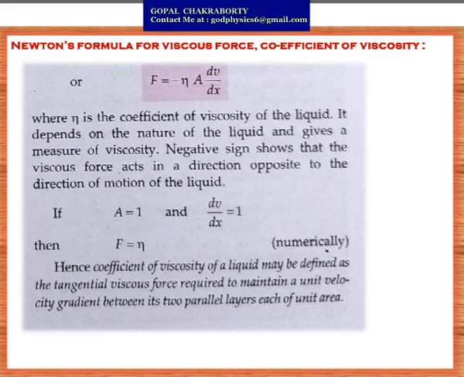Now if we substitute A equals 1, that is unit cross-sectional area, and unit velocity gradient, we can write that the force equals eta. Hence the coefficient of viscosity of a liquid may be defined as the tangential viscous force required to maintain a unit velocity gradient between its two parallel layers, each having unit area.